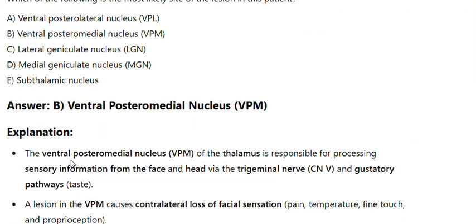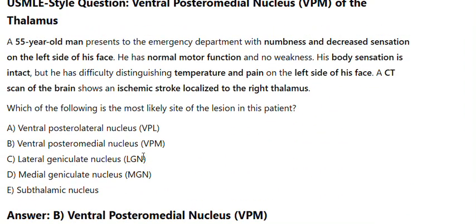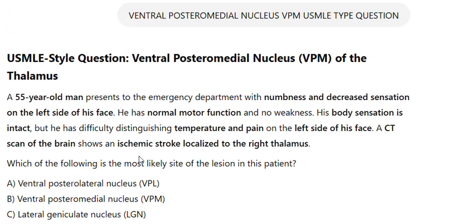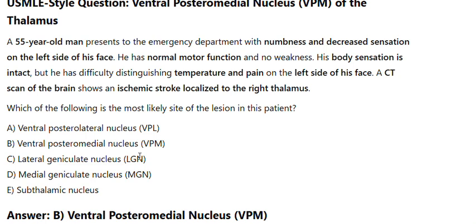USMLE style question. Ventral posteromedial nucleus, VPM, of the thalamus. A 55-year-old man presents to the emergency department with numbness and decreased sensation on the left side of his face. He has normal motor function and no weakness. His body sensation is intact, but he has difficulty distinguishing temperature and pain on the left side of his face.